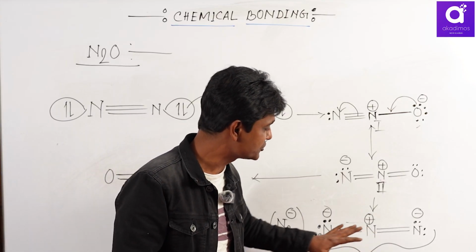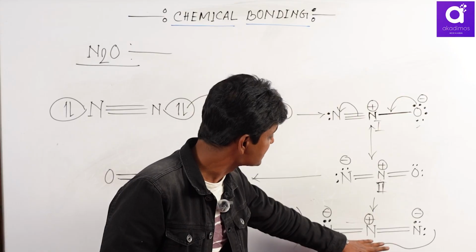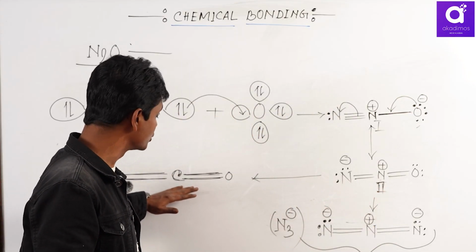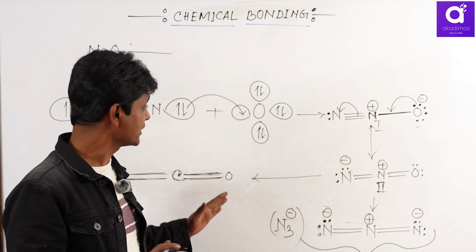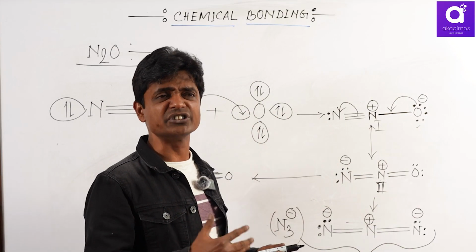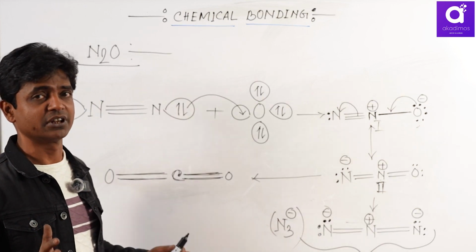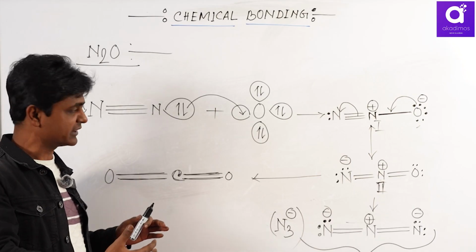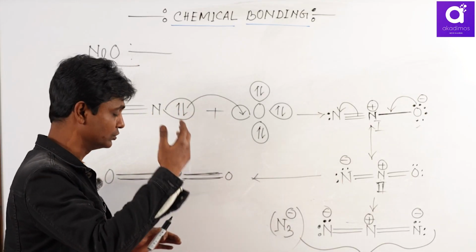Here the nitrogen bond order is 2, and it is isoelectronic with N2O, isoelectronic with CO2. That's why all have similar structures. That means so many molecules you can form easily by taking the isoelectronic and isolobal concept. By taking the isolobal and isoelectronic concept, you can draw the structure of different molecules.